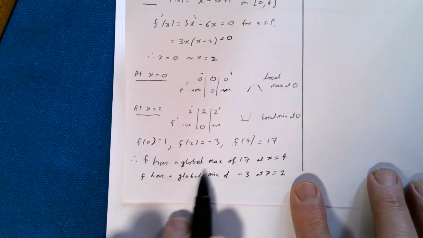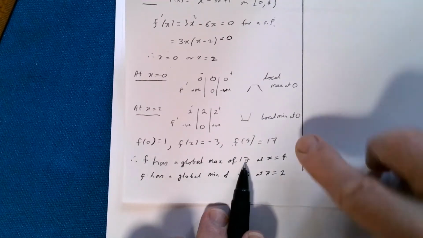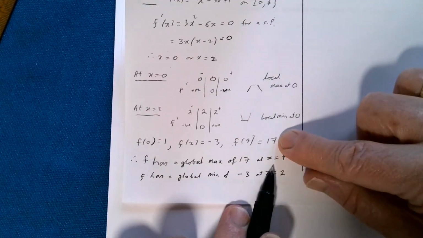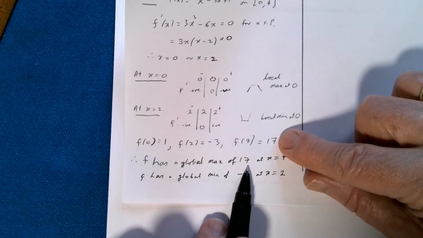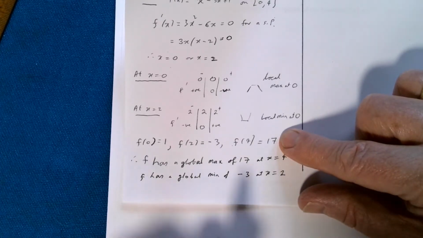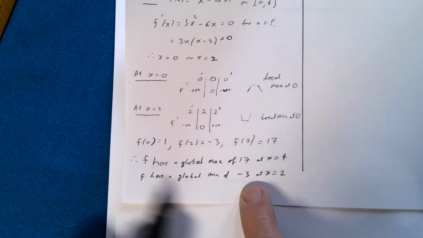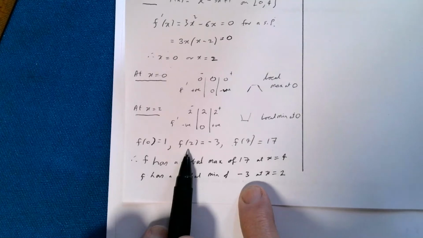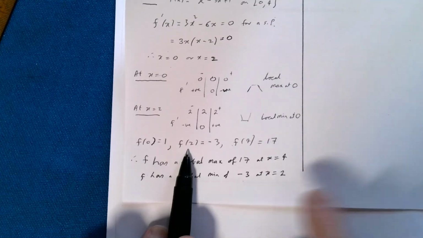So that tells me f has a global maximum of 17. That's the biggest it can be on the interval, when x is 4. So the maximum happened at an endpoint, but the minimum has a global minimum of minus 3. That happened at x equals 2. And that was at a stationary point.